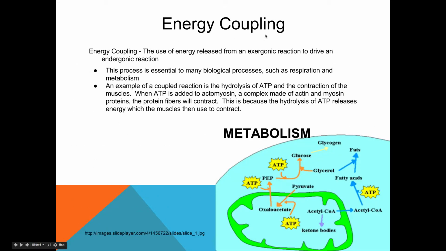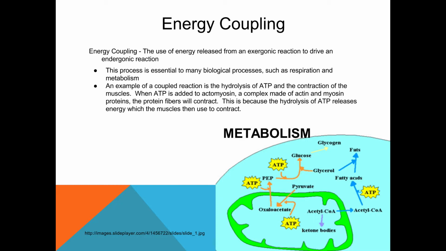Energy coupling is the use of energy released from an exergonic reaction to drive an endergonic reaction. This process is essential to many biological processes, such as respiration and metabolism. When a reaction occurs that releases energy, such as ATP losing a phosphate to become ADP, if this is uncoupled, the energy will turn into heat. If it is coupled, then it can be used to fuel some other process.